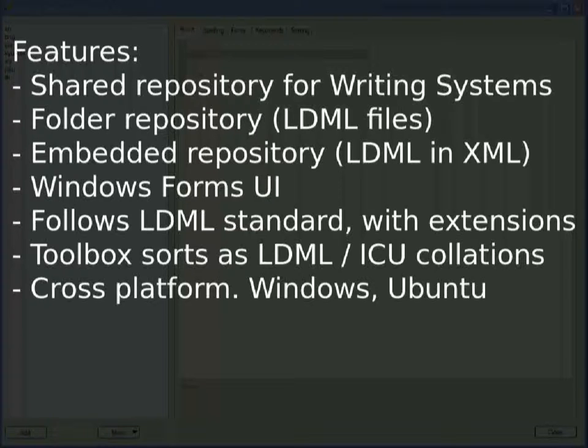We have a Windows Forms UI implementation that can be used quite easily. I understand that it probably won't be suitable for all situations, which is why we have separated out the UI from the non-UI components. The file format's based on LDML plus extensions. We have a toolbox collation mapper to LDML, so toolbox can still be represented in LDML, and that's a two-way transform. And finally, it's cross-platform. It works on Windows and Ubuntu.